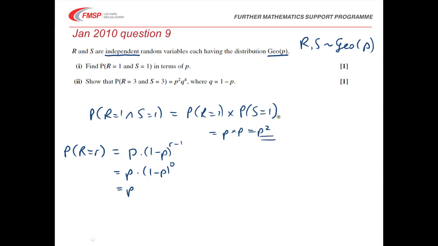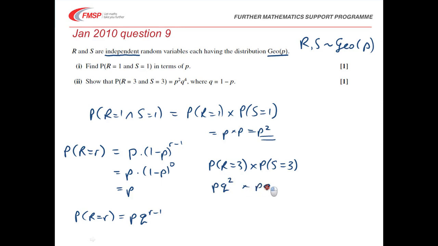So you only get 1 mark for that, but as I say, it's useful just to see where things come from. For part 2, we've got to show that the probability of R equaling 3 and S equaling 3 is P squared Q to the 4, where Q is equal to 1 minus P. Again, as a reminder, we can adapt the formula so it's P times Q to the R minus 1. So in each case we get P Q squared, 3 minus 1, times P Q squared, which gives me the P squared Q to the 4 that we're looking for. Again, you only get 1 mark for that, but you do need to go through those steps.